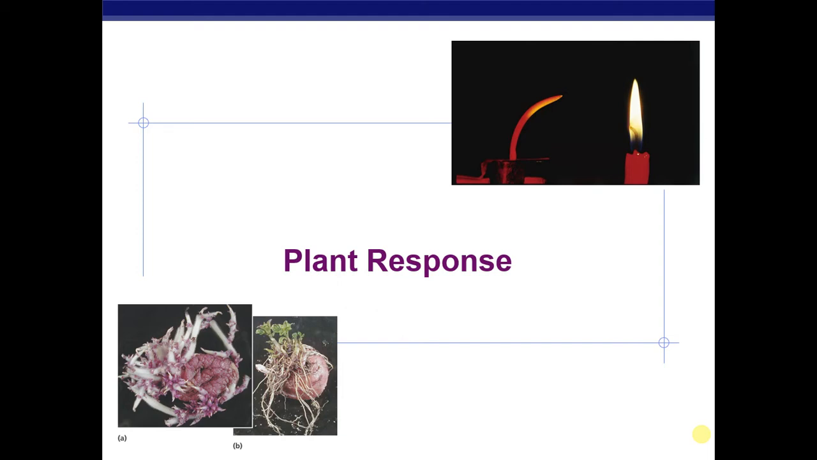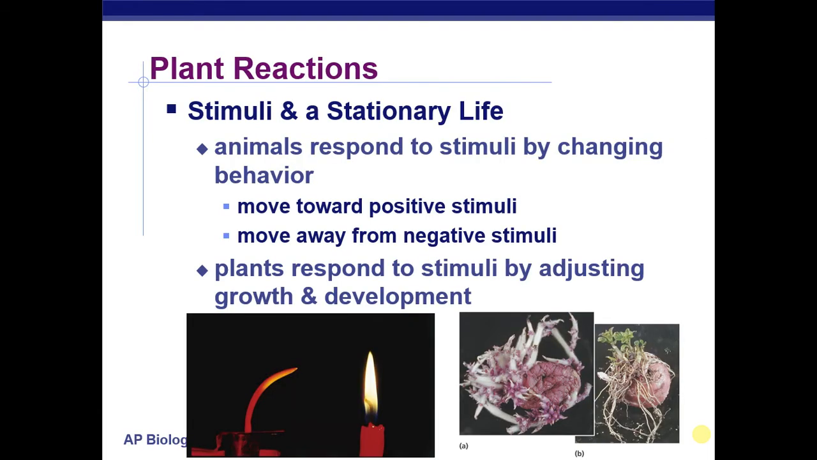And one of the things that's hard for us to realize is that plants need to respond to changes in their external environment just like animals. So animals might do this by moving away or towards different stimuli. And while plants generally can't move quite the same way that animals do, they need to adjust their growth and their development in a similar way. So we have two pictures of ways that plants might respond to different stimuli.